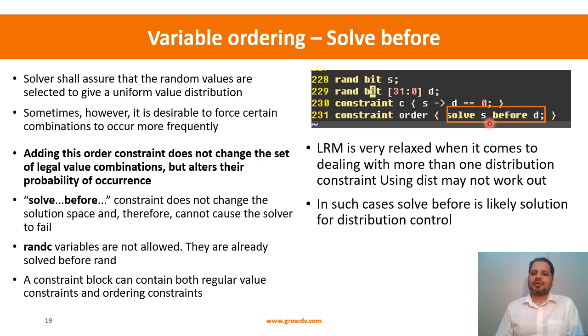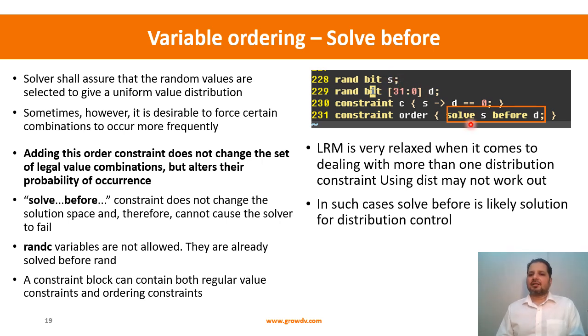Now if I want that particular value to have a higher probability of occurrence, then one thing I can do is add one more variable called rand bit s. It's similar to the concept that we had done with the address type variable, where we had done the division to be low, mid and high. In the same way, we are adding one more variable, bit s, and adding an additional constraint on line 230, saying that when s is set, it implies that d must be equal to 0. And we are putting an additional constraint for the ordering using solve before. We are saying solve s before d, so it will be forced to solve s first.